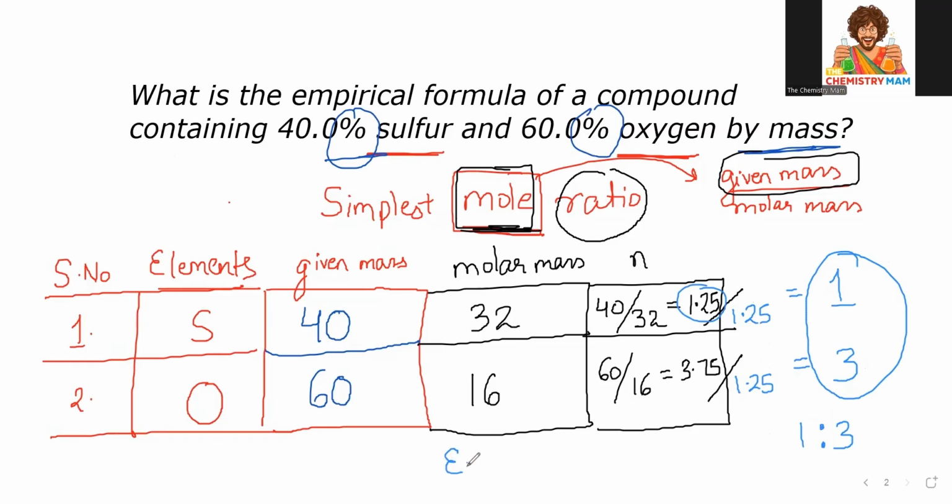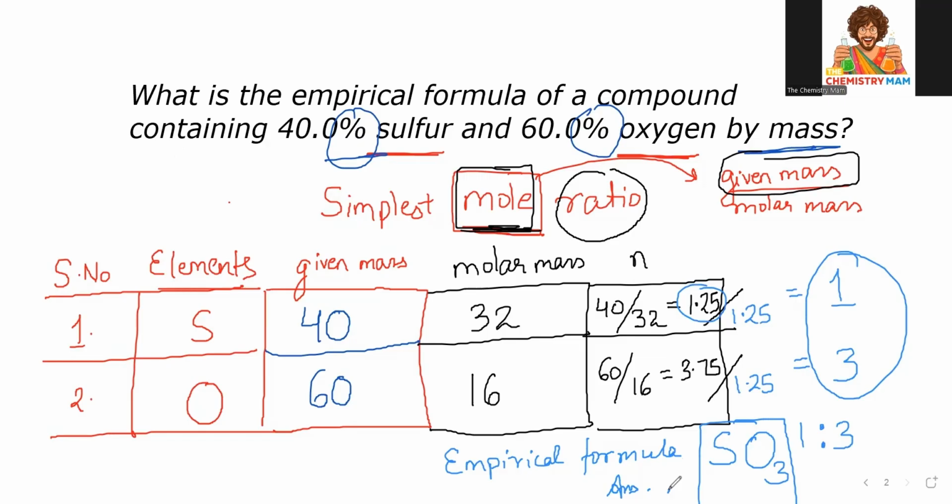Hence, the empirical formula of this compound would be S is 1, and I said we don't write 1, O is 3, so SO3 is my answer. Empirical formula of the compound.